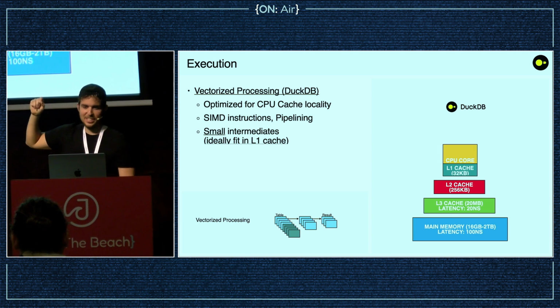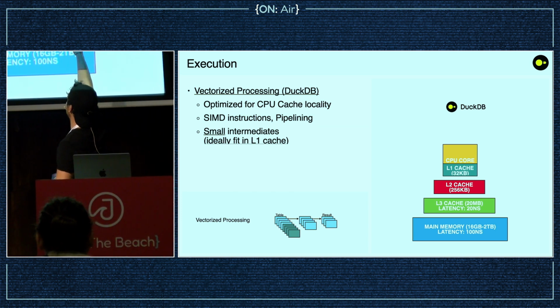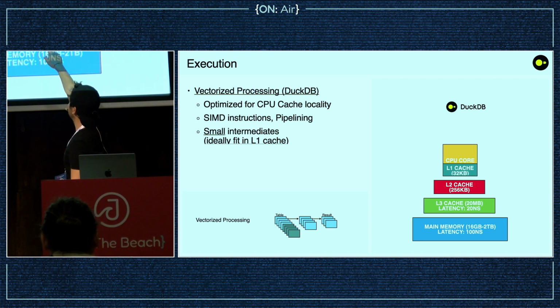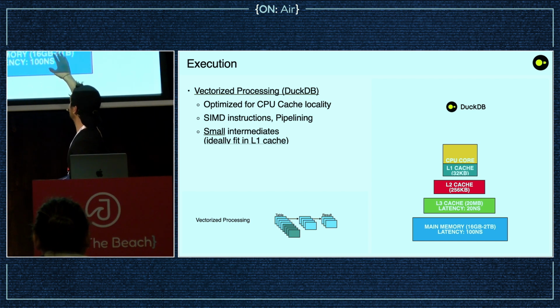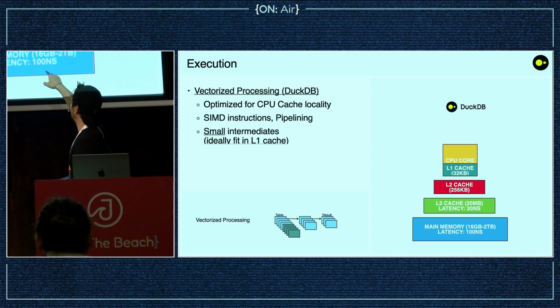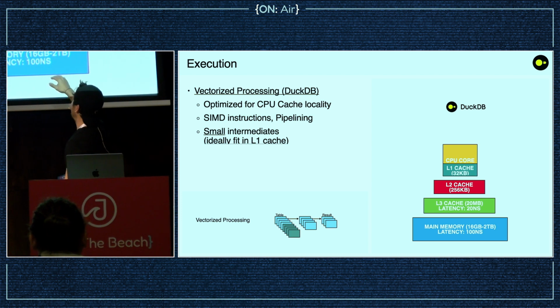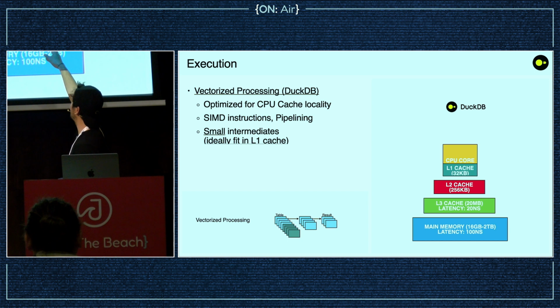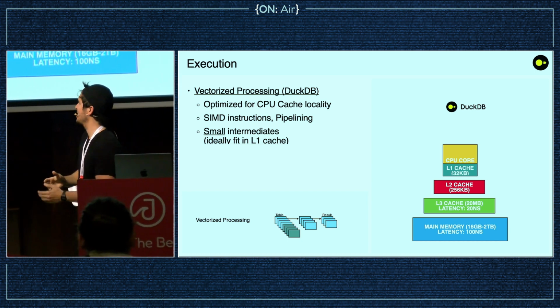Oh, my keynote's actually hiding the times. But it's 32 kilobytes, at 1 nanosecond. L2 is 256 kilobytes, and it's about 10 nanoseconds to access the data. L3 is about 20 megabytes, 20 nanoseconds. And the main memory can be almost anything nowadays, I guess, but has a higher latency, right? Compared to the first one, this would be about 2 orders of magnitude difference.